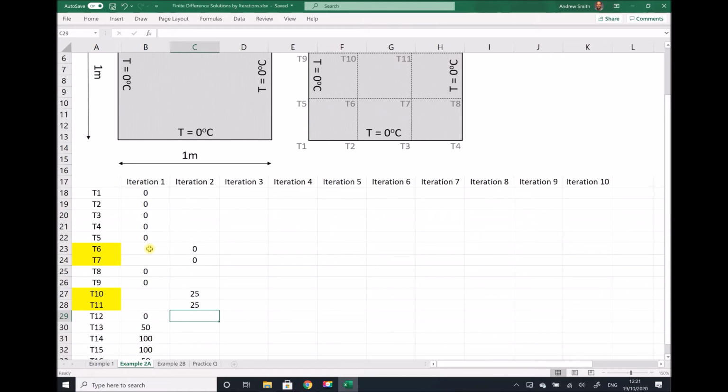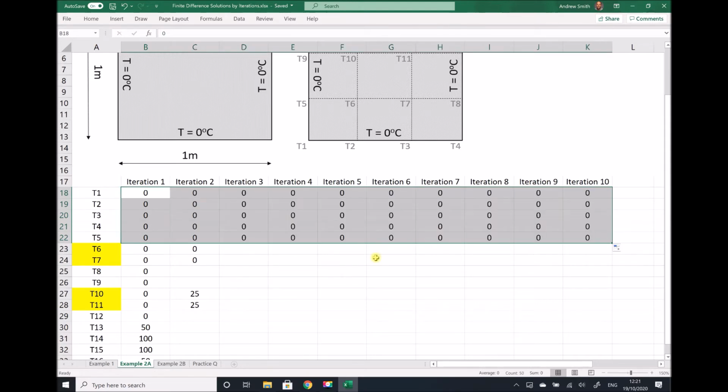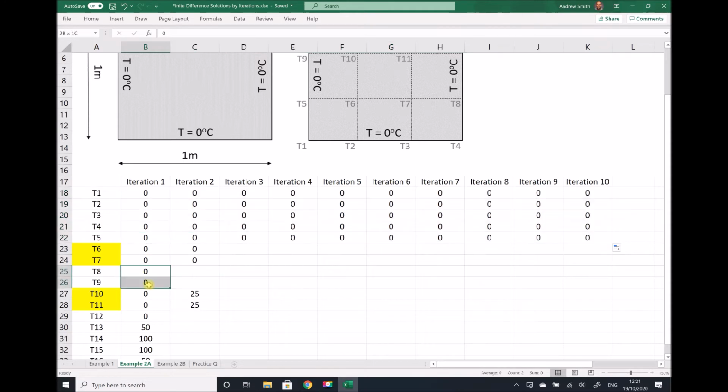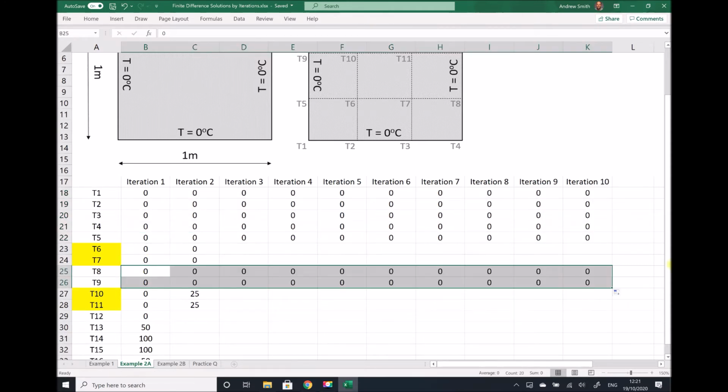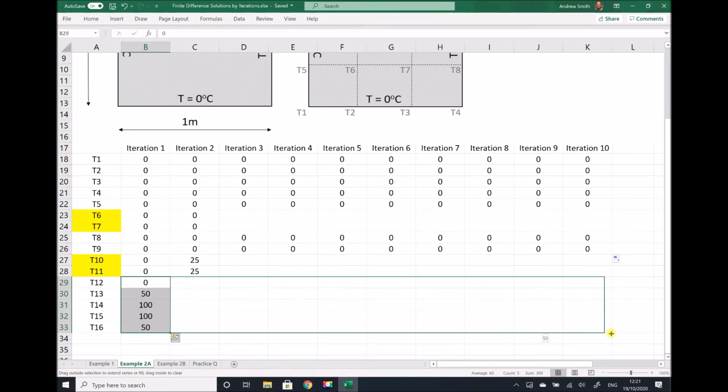Now, as each of those are relatively close to our 0 degrees C boundary, I'm going to begin by assigning each of those as 0 degrees C. Like so. We've already said the values of T1 to 5 never change, so I'm going to copy those across for 10 iterations. They just remain fixed. We've said the same for T8 and T9, and we've said the same for T12 to T16. So let's copy those across.